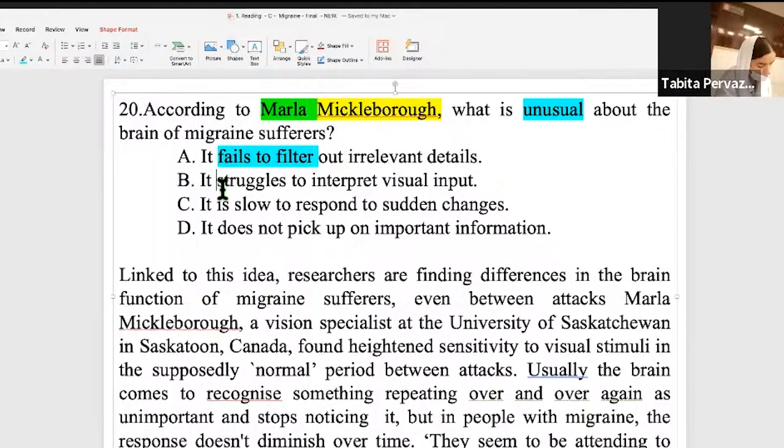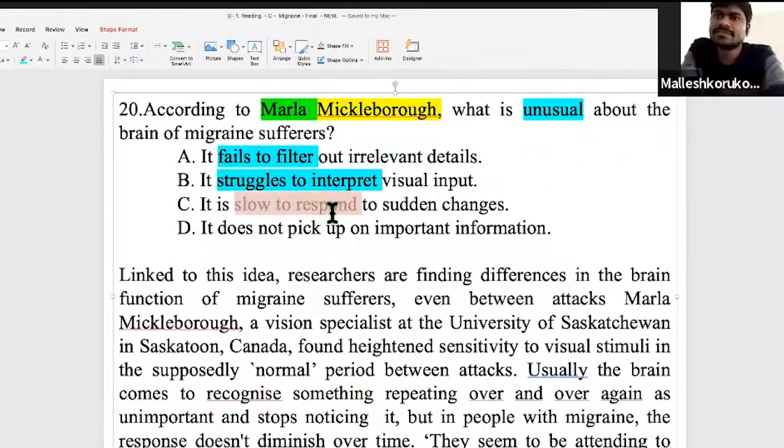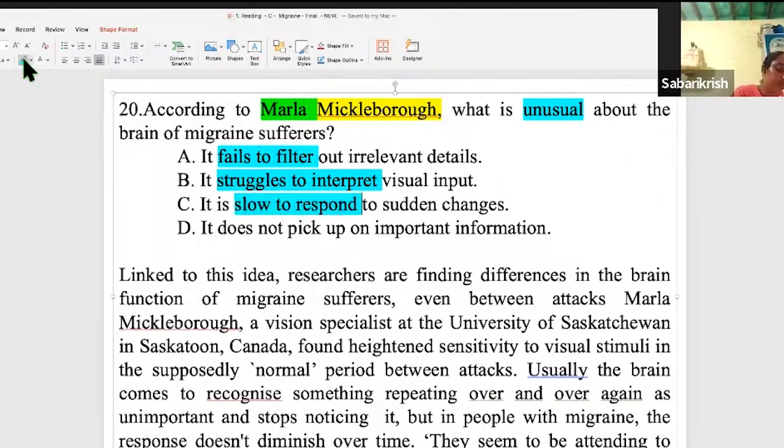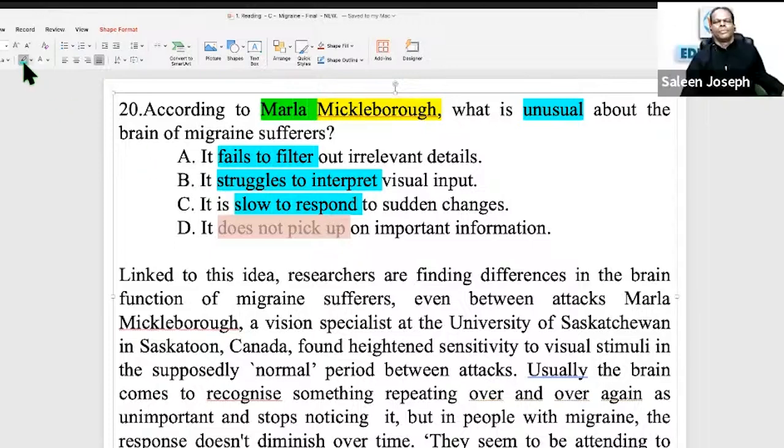Struggles to interpret. This is speaking about the function of the brain, right? Slow to respond. Does not pick up on important information. Okay, fails to filter means it doesn't filter the information.